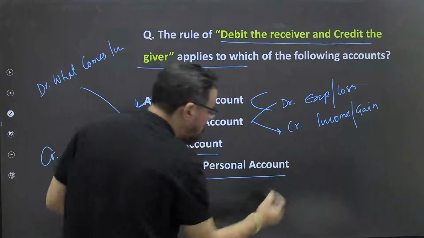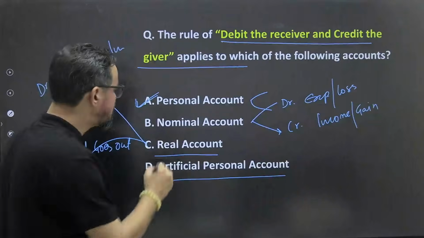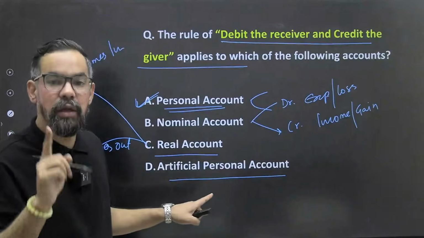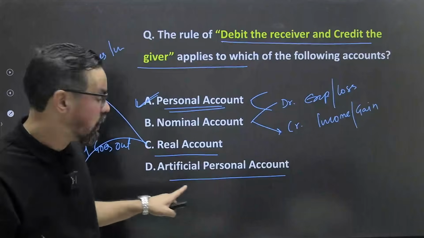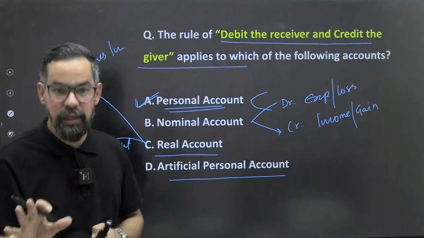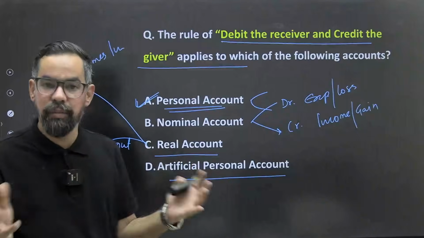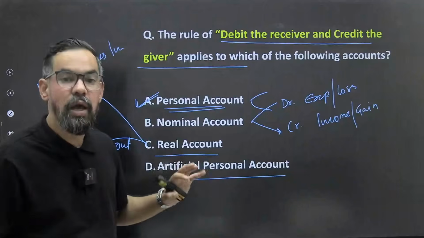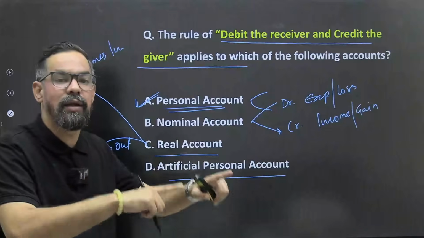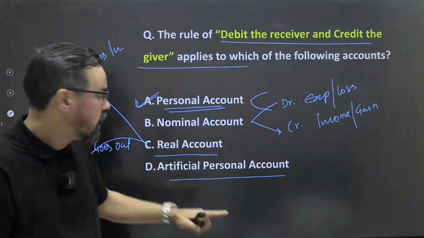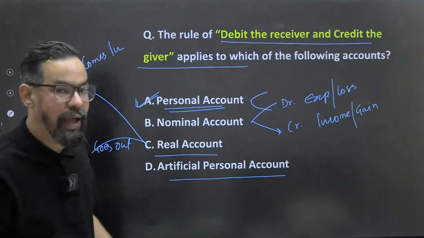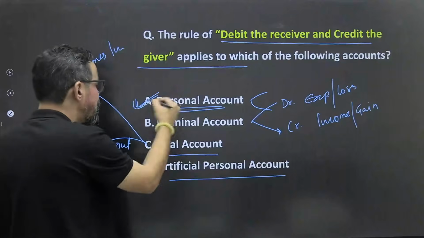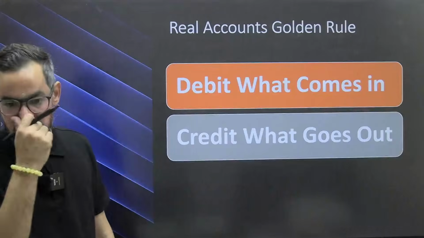Personal account is further categorized into three parts: artificial person, natural person, and representative person. Artificial person means company accounts, XYZ, ABC, bank, or others. Natural person is Ram, Shyam, Mohan, Sohan. Representative is like prepaid rent, prepaid salary, or the other one. Okay? So they generally come under the representative account. And their golden rule is the same, which is debit the receiver, credit the giver. Okay? So option A will be the right answer for this particular one, right?